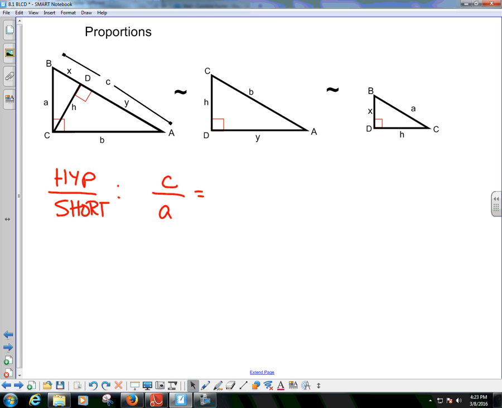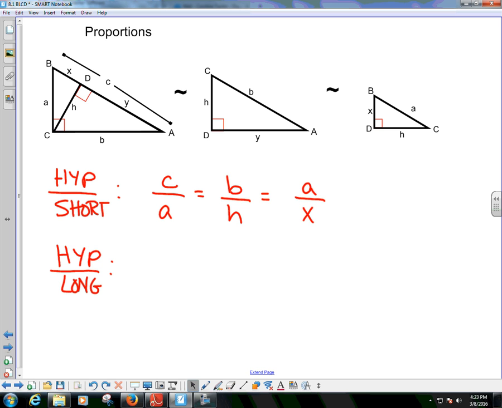And that's going to equal, when we look at the middle triangle, the hypotenuse of that over the short leg for that, which is labeled as H. And then I'm going to come over to the smallest triangle all the way on the far right, and I'm going to put the hypotenuse of that over the short leg. So I have those proportions that I can talk about. I can talk about the hypotenuse over the long leg.